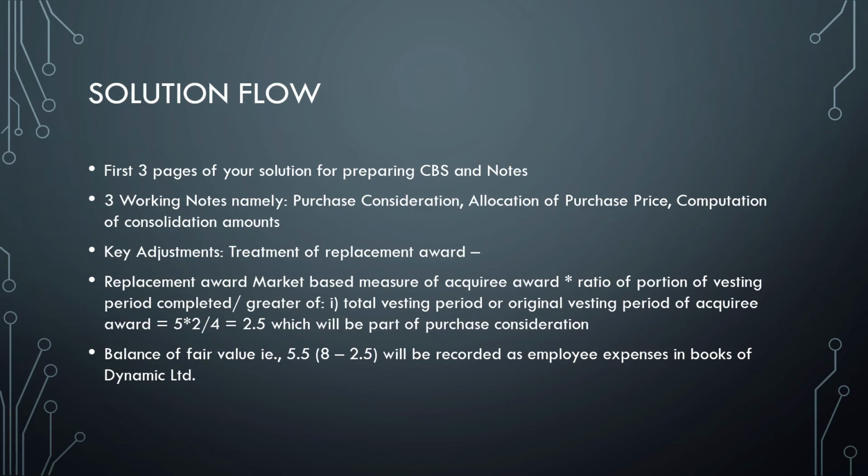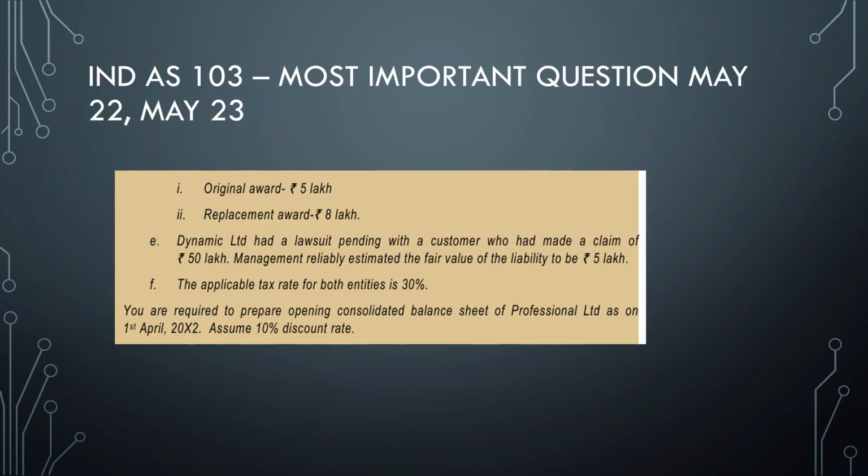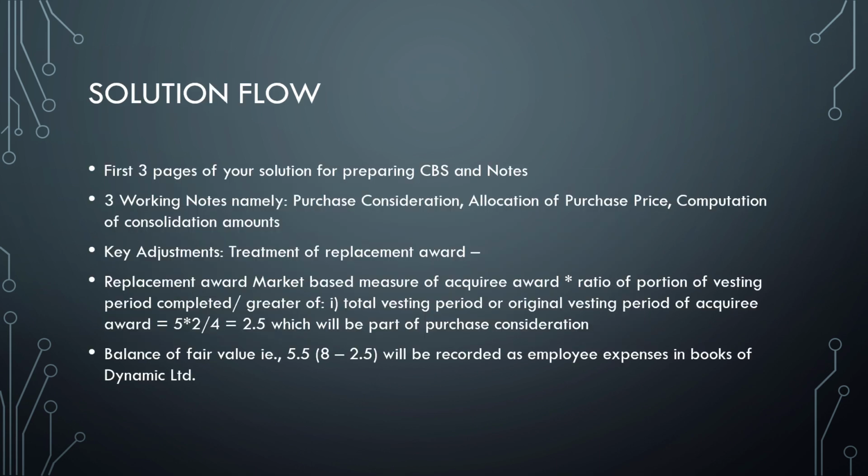So the key adjustment here, as I was referring, is the treatment of replacement award. The replacement award is the market based measure of the acquiree award multiplied by the ratio of the portion of the vesting period completed divided by the total vesting period or original vesting period of the acquiring company. In this case, the original award is 5 lakhs, so 5 into 2 by 4 is 2.5. This amount will be a part of purchase consideration.